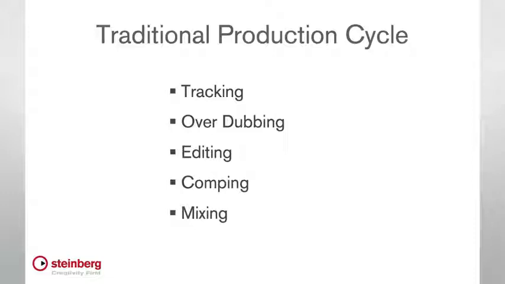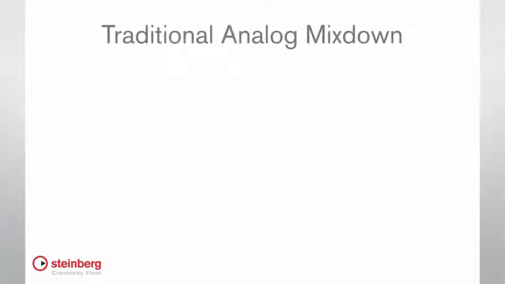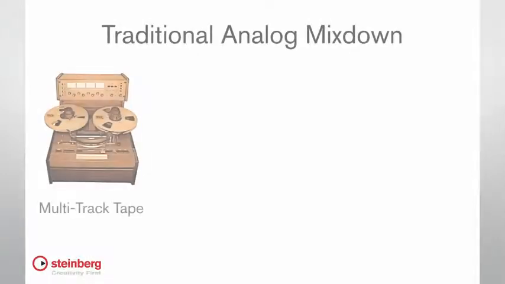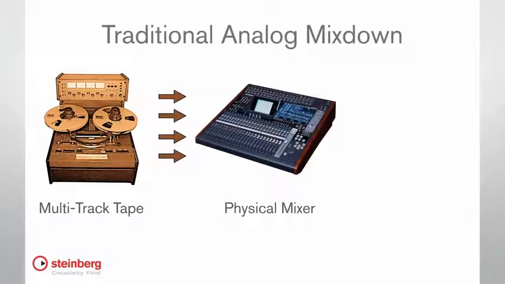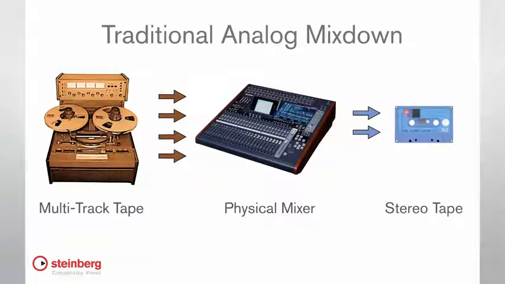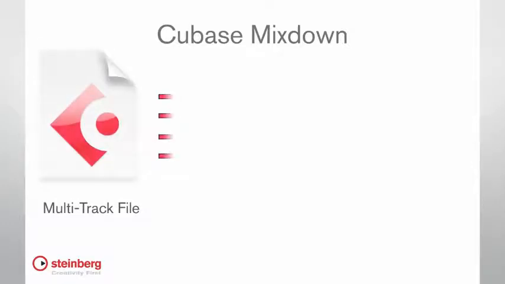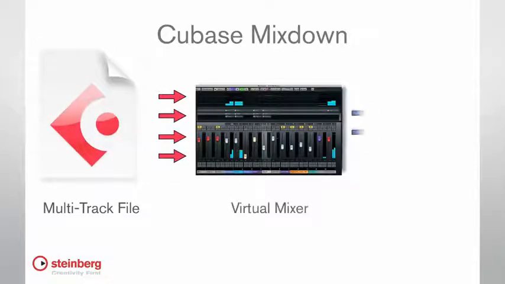Finally, after all the songs for a collection are mixed, they need to be mastered for duplication and distribution. We'll look briefly at mastering in an upcoming chapter. Now, in an analog studio, the engineer mixed a song by playing a multi-track recorder through a physical mixing desk and then recording that onto a 2-track tape machine, all in real time. In Cubase, the actual mixdown process consists of exporting a multi-track file through a virtual mixing desk into a 2-track file.